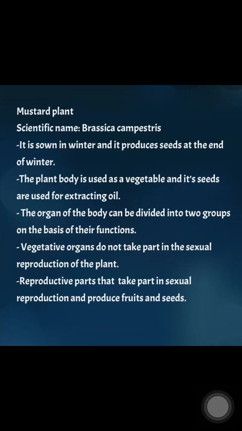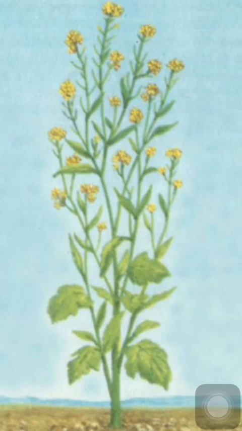The organs of the body can be divided into two groups on the basis of their function. That means we are talking about two different organ systems, vegetative organs and reproductive organs. Vegetative organs do not take part in the sexual reproduction of the plant, and these are roots, stems, and leaves. Whereas reproductive parts take part in sexual reproduction and produce fruits and seeds, and these are present in the floral part. Here is the diagram of the mustard plant in which you can see these flowers are the parts in which reproductive parts are present, whereas stems, leaves and roots are vegetative parts. Okay.